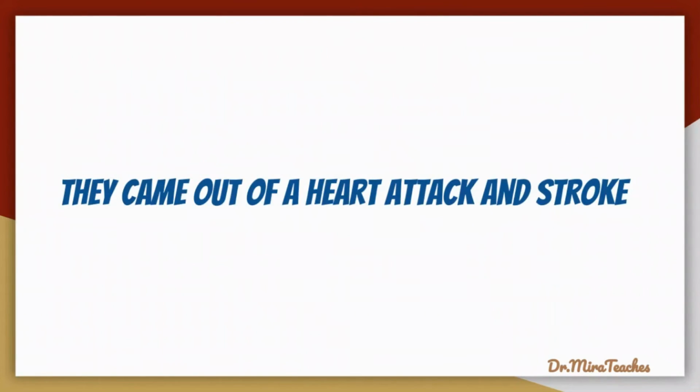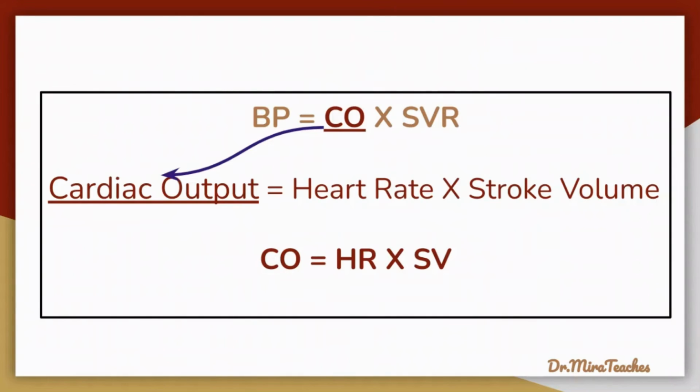Okay. So that is the mnemonic for the cardiac output equation. So what is the cardiac output equation? Cardiac output is equal to heart rate times stroke volume. Heart rate times stroke volume. Cardiac output is equal to heart rate times stroke volume.